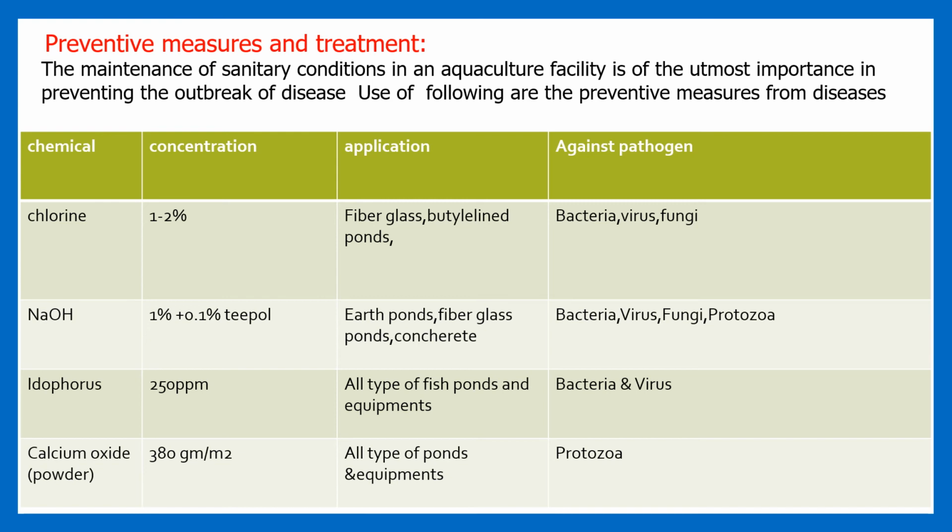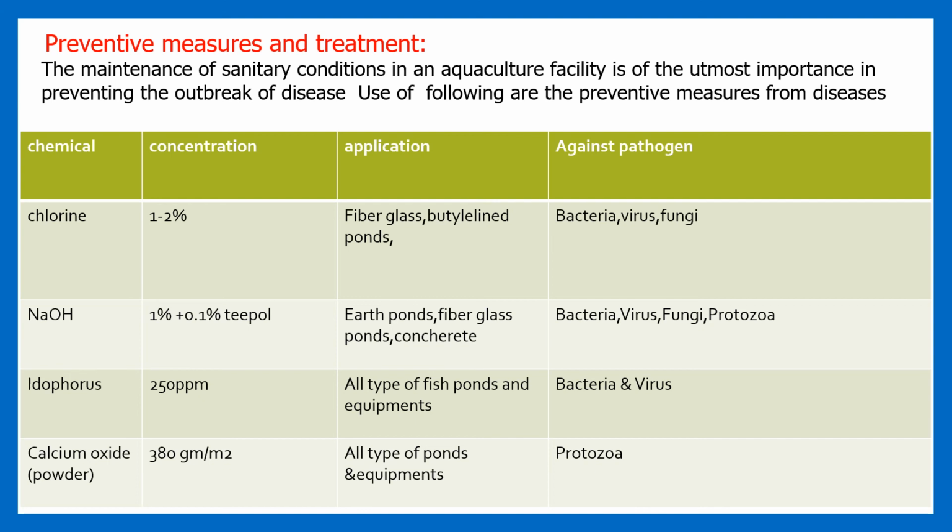Sodium hydroxide in a concentration of 1% and 0.1% can be applied on all kinds of ponds, whether fiberglass or concrete, and it fights against all the causative agents: bacteria, virus, fungi as well as protozoa. NaOH is a broad spectrum chemical. Another chemical is iodophor, which can be applied at 250 ppm strength, and it also works on all kinds of ponds, fighting against bacteria and virus.